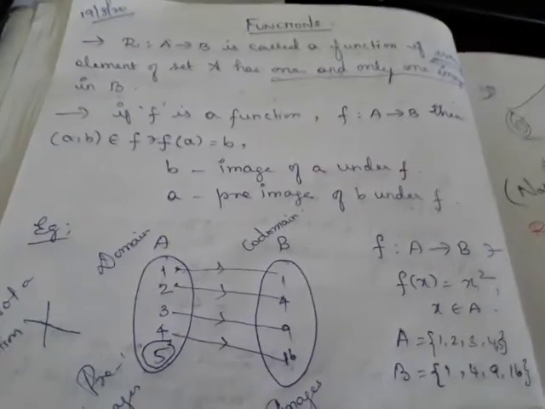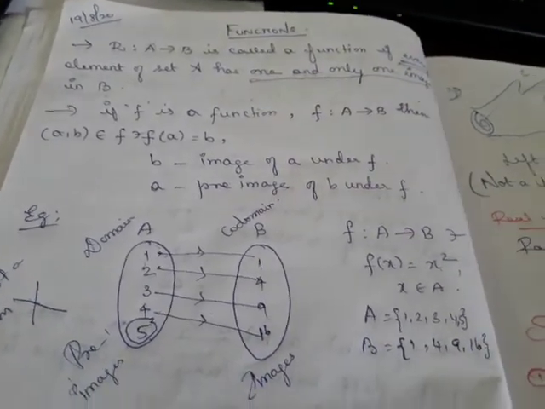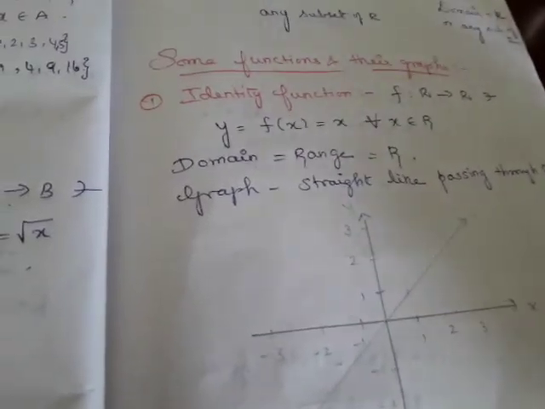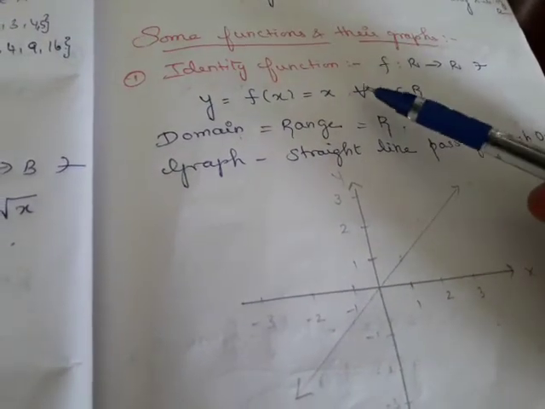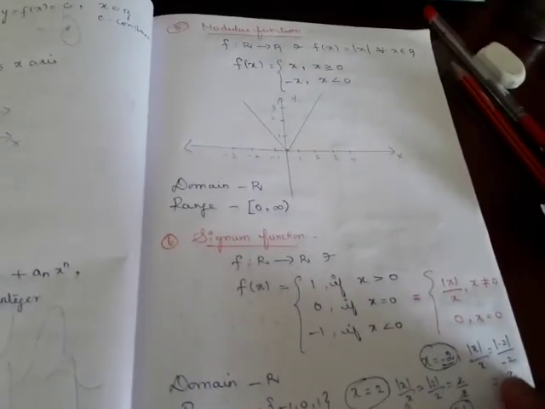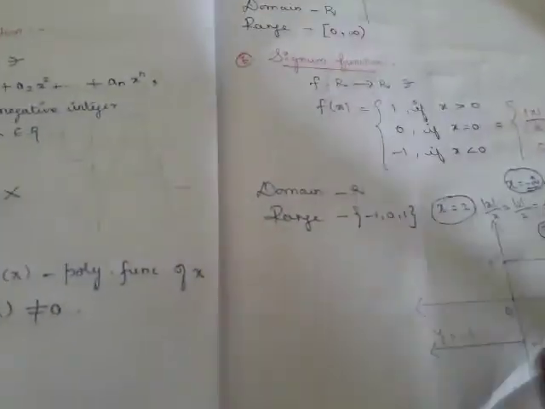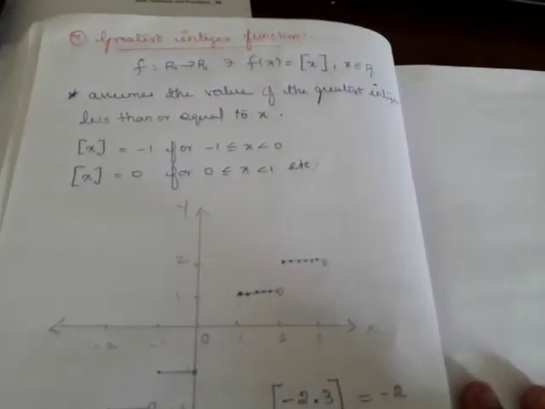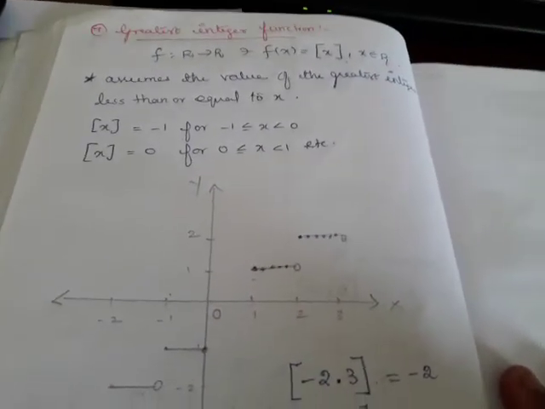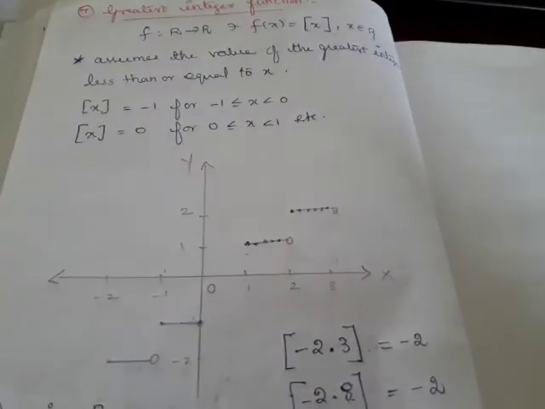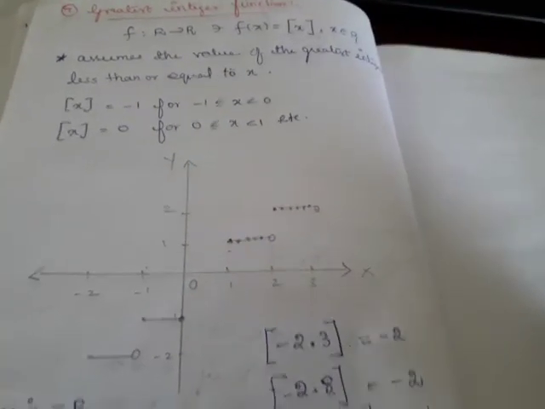In today's class we learnt what is meant by a function. Then we have seen a few standard functions and their graphs: identity function, constant function, polynomial function, rational functions, then modulus function, signum function, and at last the greatest integer function, right? Kindly go through all the definitions of the functions once again, so that you will get better clarity.